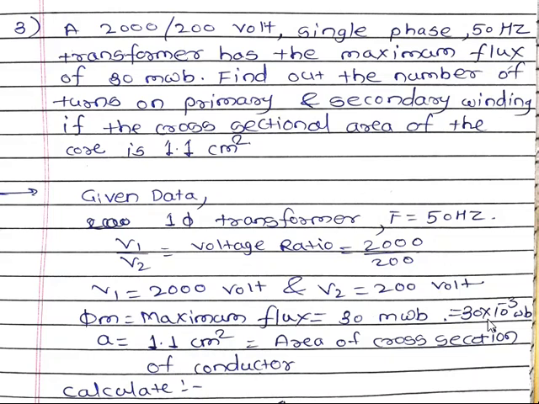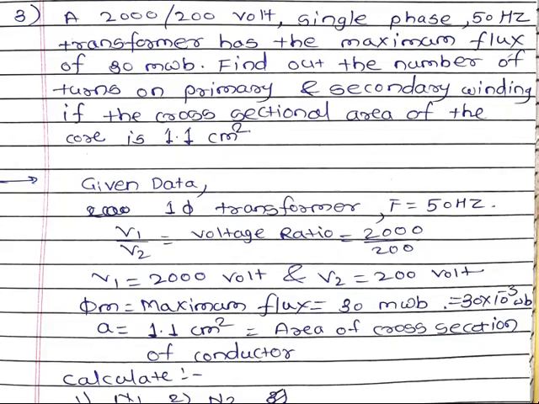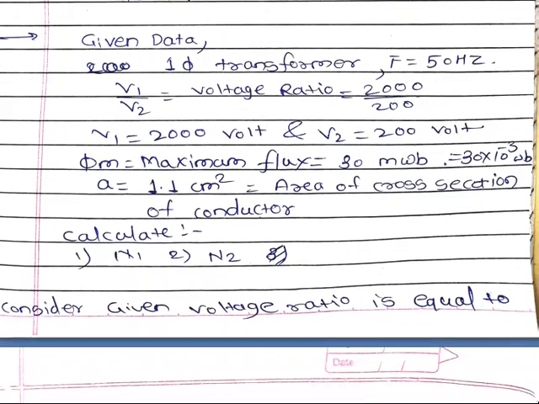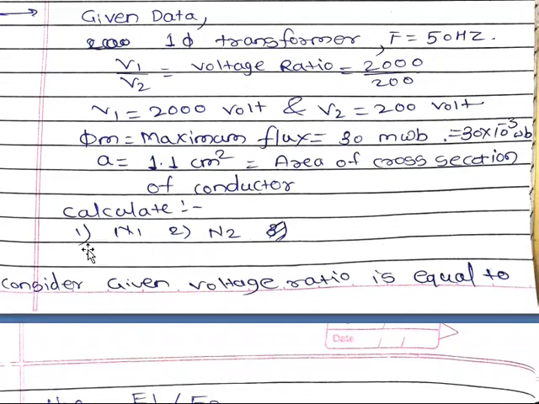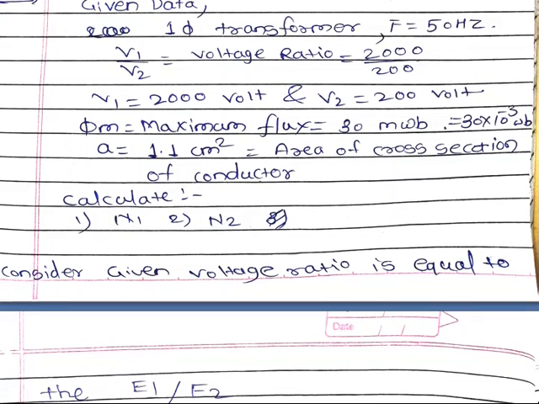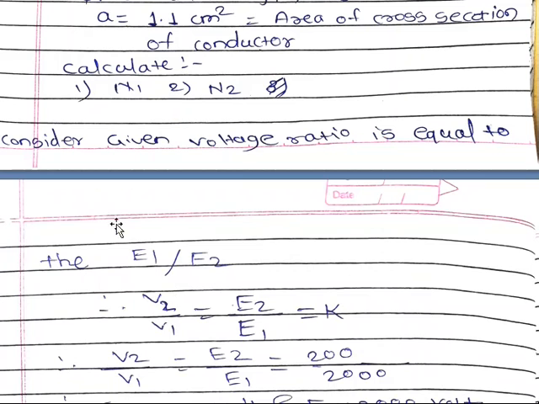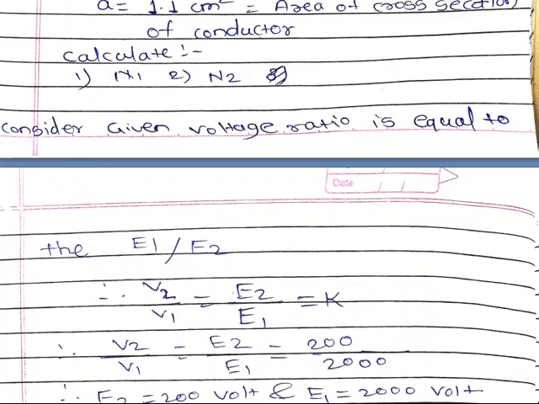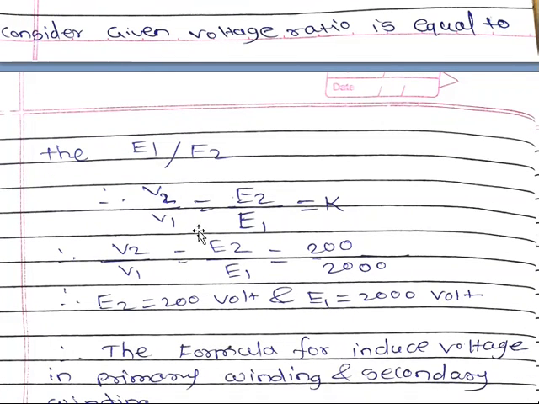Now we find out the number of turns on primary and secondary winding, that is we calculate N1 and N2. Consider the given voltage ratio is equal to E1 by E2, as in the previous example. The transformation ratio V2 by V1 is equal to E2 by E1 is equal to K.